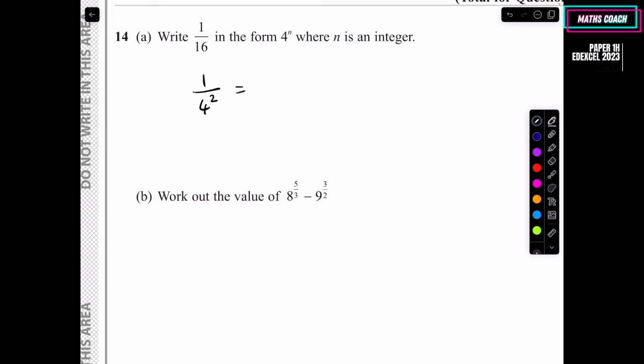And now, our knowledge of negative indices. So how do we treat this? Well, the 4 can be written like that, and that 2 has a negative like this, and now we've written it.